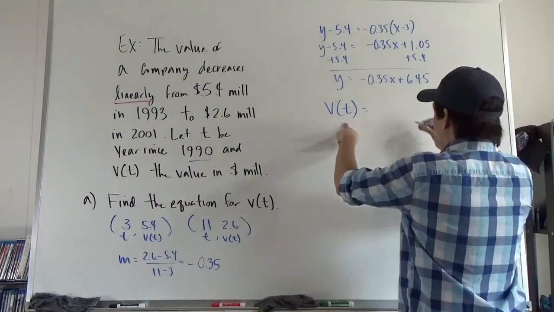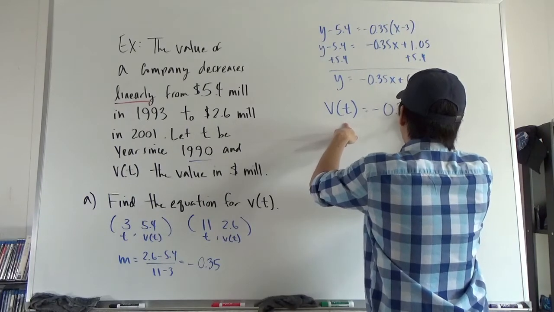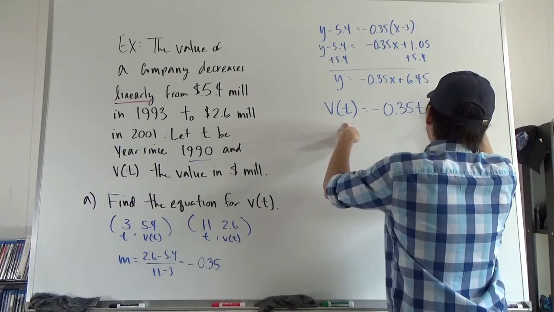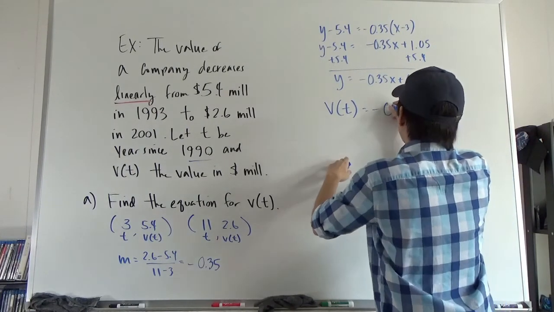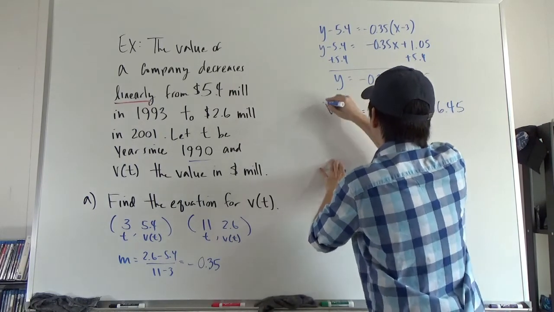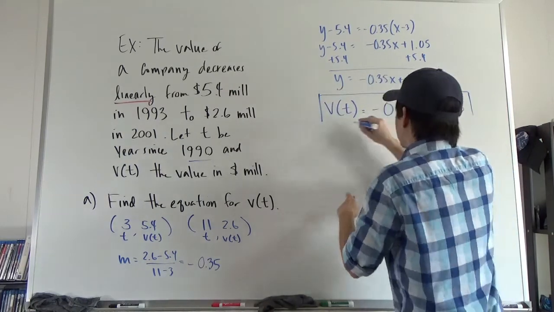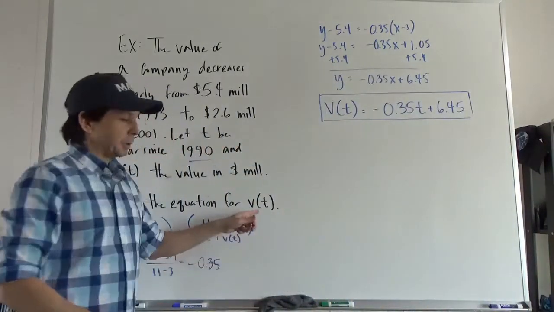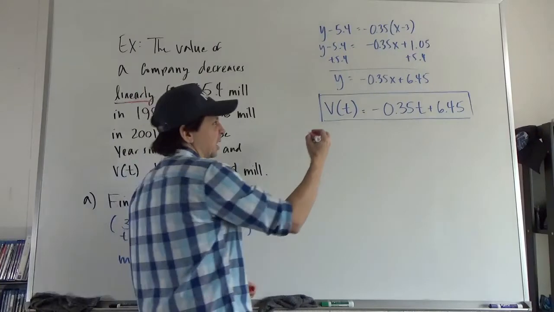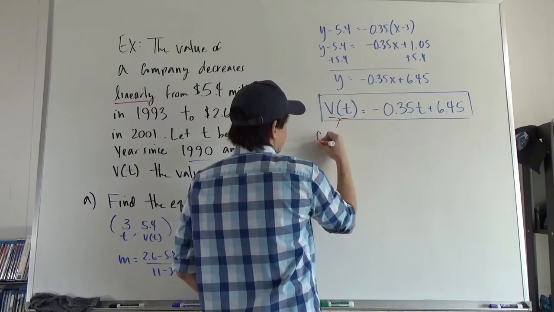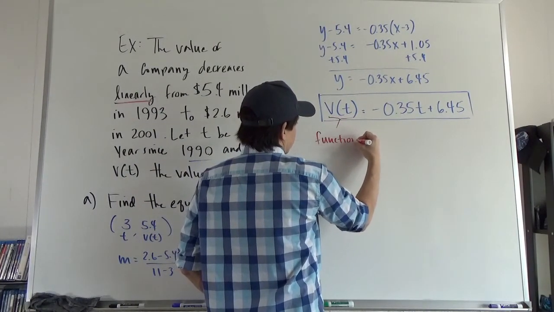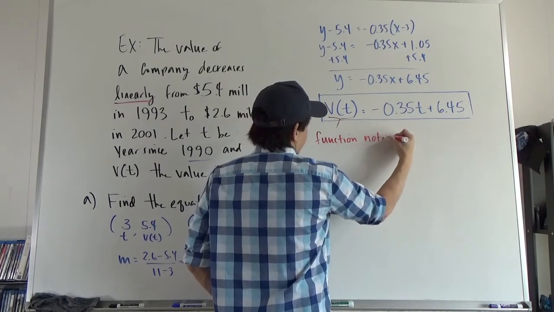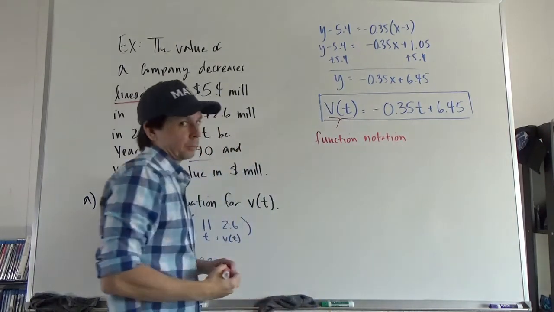V of t is like y. So you replace y with it. And your input variable is t, and that's like x. And you've done this before where you wrote v is equal to something something t plus something something. The only difference now is they're asking for it to be written as a function, and you're just giving the answer in function notation. That's all that's different about this particular problem.